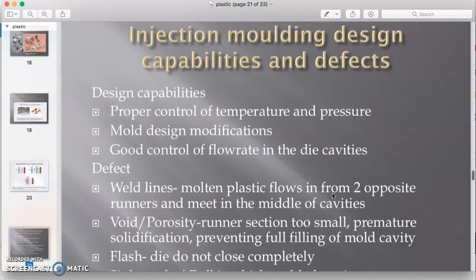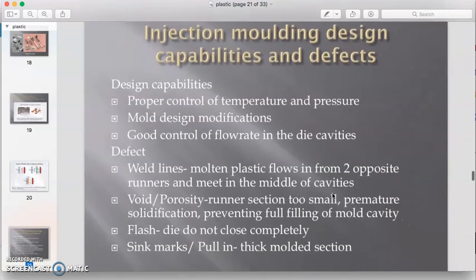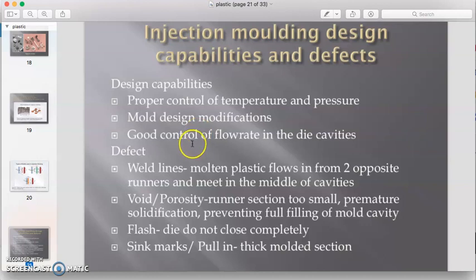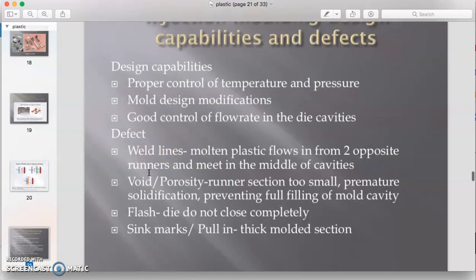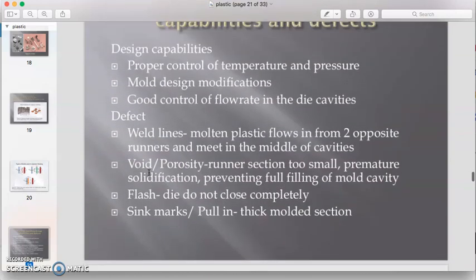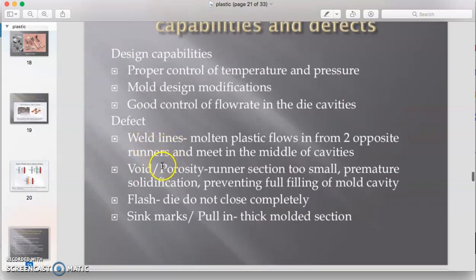Okay, this is the capability of injection molding. What parameters need to be controlled, such as the control parameters and also the pressure of the barrel, and we also have to consider the design of the part, trying to eliminate sharp edges, and control the flow rate of the raw material to fill the cavity. And these are also the possible defects that may occur in the plastic injection process, such as weld line, void or porosity, flash, and sink mark.